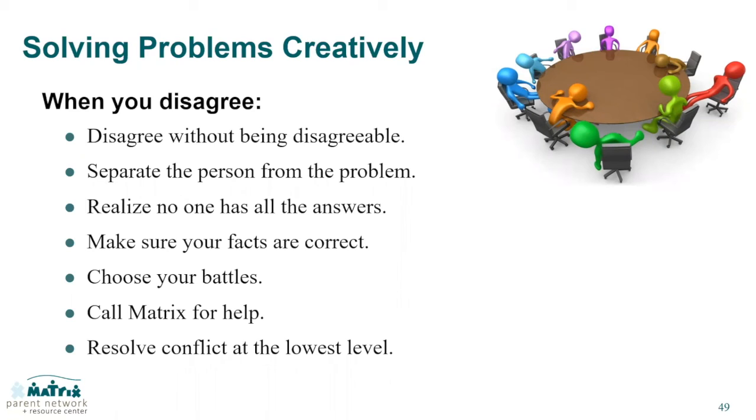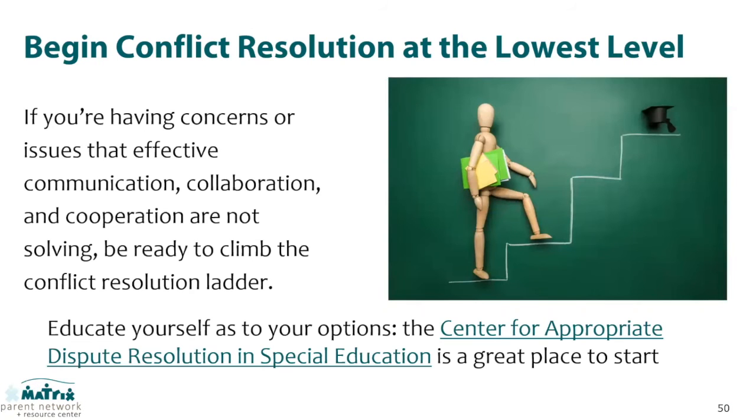Do call for help. And we've already talked about this, but resolving conflict at the lowest level possible is always a good idea. Don't make it a big deal if you can solve it easily. So conflict resolution at the lowest level, we've talked about this. This is a little bit repetitive, but just be ready to go up the ladder. If the teacher doesn't help, go to the principal, go to the special education director if necessary, go to the district director, go to the school board. There are ways you can move up the ladder if you need to.